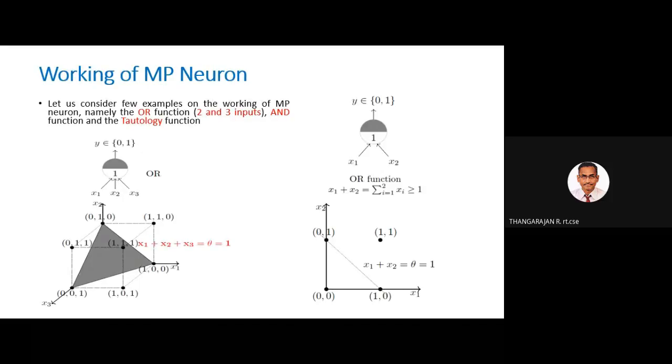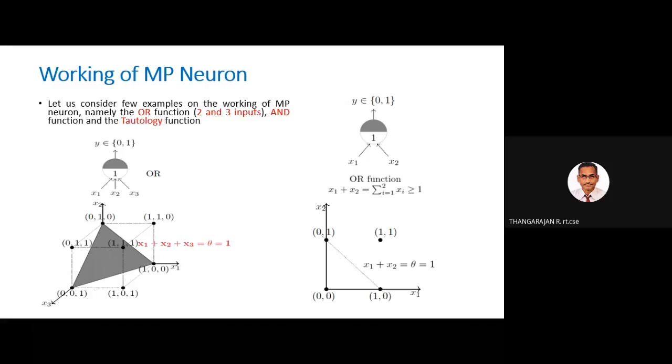When I put it into an OR gate, you see that if any one of the inputs is 1, the output should be 1. So in that case, I set the threshold to 1. If any one of the inputs is 1, the sum is equal to the threshold, so the output becomes 1. So what is this equation? x1 plus x2 plus x3 should be greater than or equal to 1. That is the threshold.